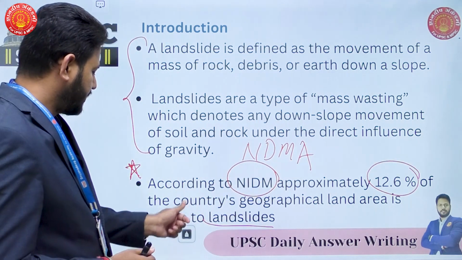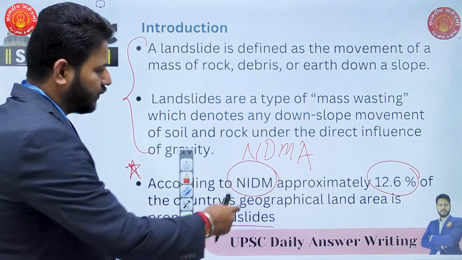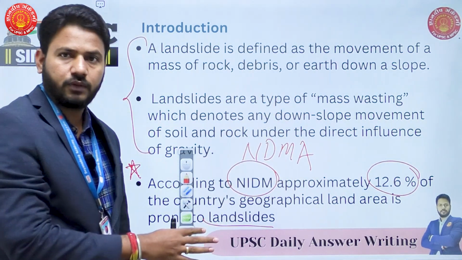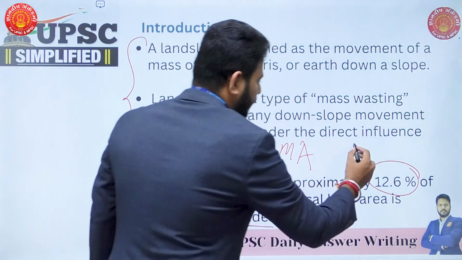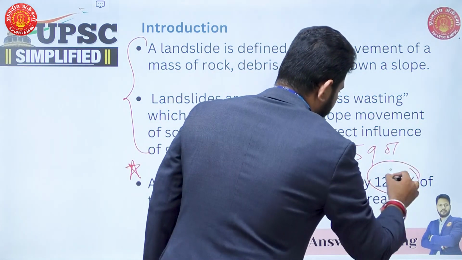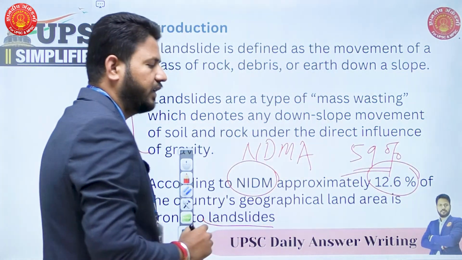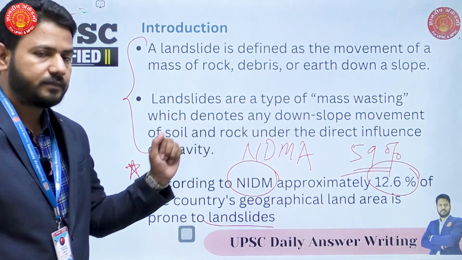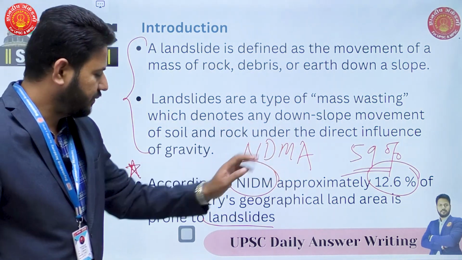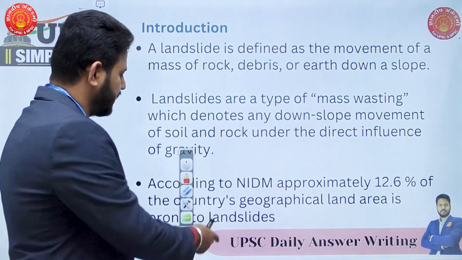So yeah, you can write this for floods, you can write this for earthquakes also. Now earthquake, for example, in the last lecture we had seen that 59% of India's area is prone to earthquakes. So please remember these numbers for all kinds of disasters.